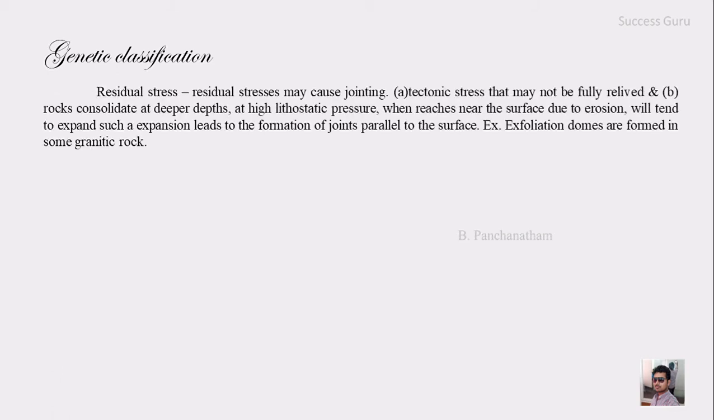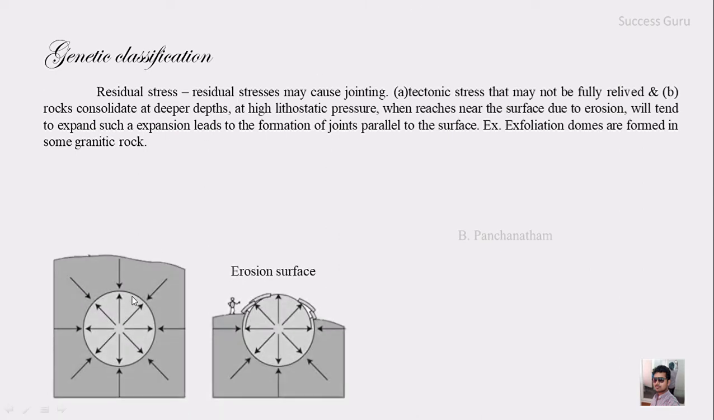The next one is residual stress, which may cause joints. The first type is tectonic stress that may not be fully relieved. The second is rock that consolidated at deeper depths under high lithostatic pressure; when it reaches near the surface due to erosion, it tends to expand. Such expansion leads to the formation of joints parallel to the surface. A very good example is the exfoliation domes formed in some granitic rocks. Take this granitic rock, which might have formed at a greater depth where the lithostatic pressure is high. Due to erosion the top portion is removed, and as the stress is removed, the granitic rock tends to expand, resulting in an exfoliation dome.